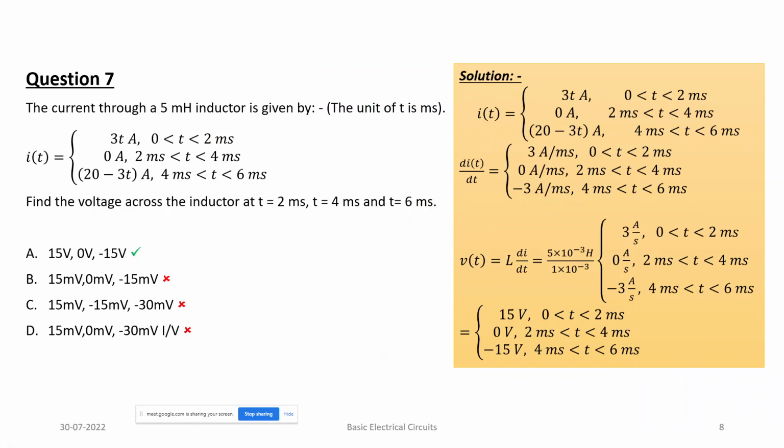So this is very straightforward. Current through a 5 millihenry inductor is given by 3 into t, where t is in milliseconds. From 0 to 2 milliseconds, it's 3t ampere. It's 0 ampere from 2 milliseconds to 4 milliseconds, and from 4 to 6 milliseconds it's 20 minus 3t. Now you need to find the voltage across the inductor at t equals 2 milliseconds, 4 milliseconds, and 6 milliseconds.